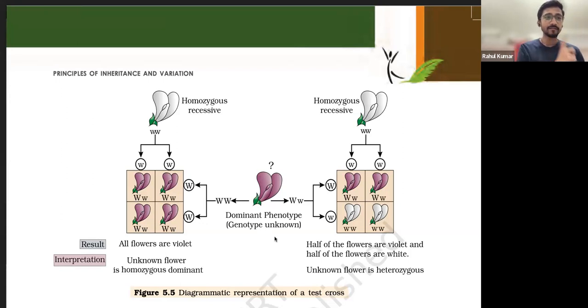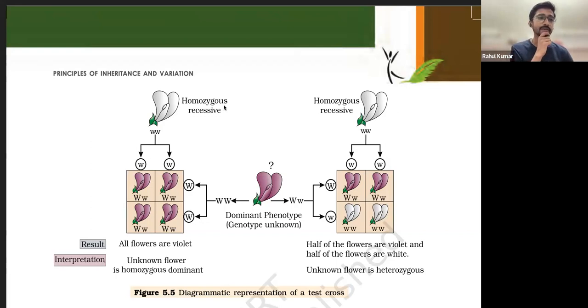According to what NCERT follows for height, they use capital T for tall and small t for dwarf. But here they are using capital W for violet and small w for white. This is the right way to do it. We always use the letter which is the initial of the recessive character. Remember, I think I told you this when we started discussing this. So this is how it should be done.